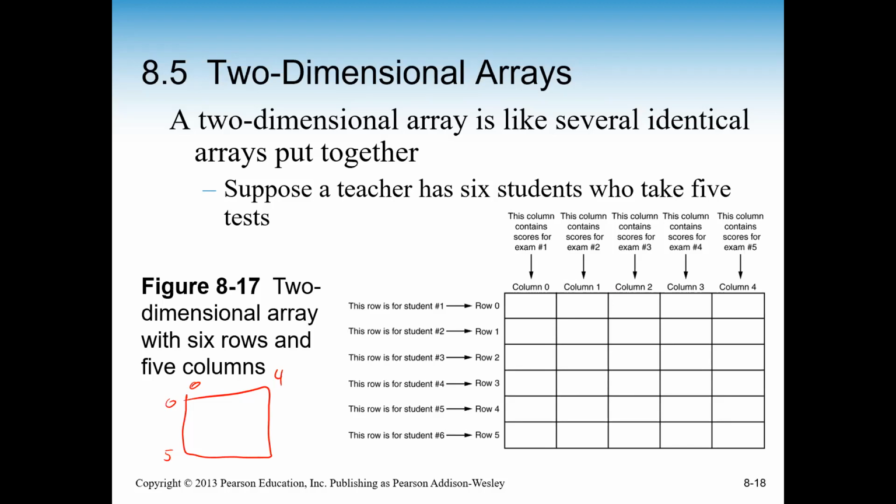No, I'm still here. How many indices? If in a one-dimensional array we had one index, how many indices do you have in a two-dimensional array? 2, right? So usually by convention, we're going to call this one I and this one J.